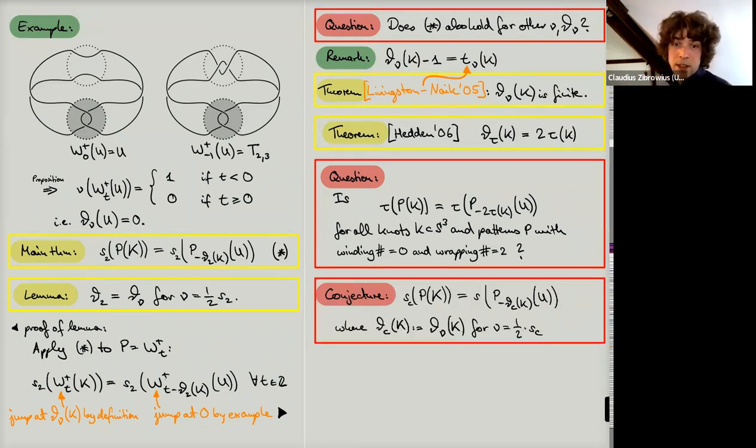You can also ask this question about Rasmussen invariants for other coefficients, and this is something that we really expect to be true. The methods that we apply to prove our main theorem should generalize immediately. It's just that the methods are currently furthest developed over characteristic 2.